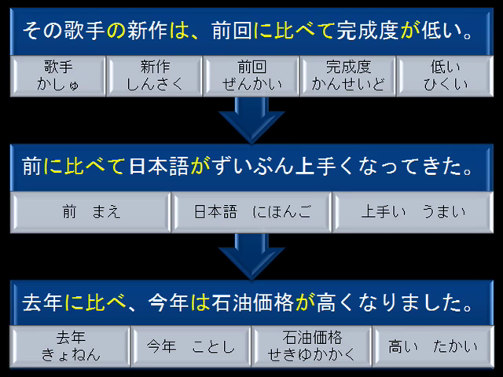Okay, so number 1. その歌手の新作は前回に比べて完成度が低い. One more time. その歌手の新作は前回に比べて完成度が低い. Alright, so our first vocabulary word is kashu.